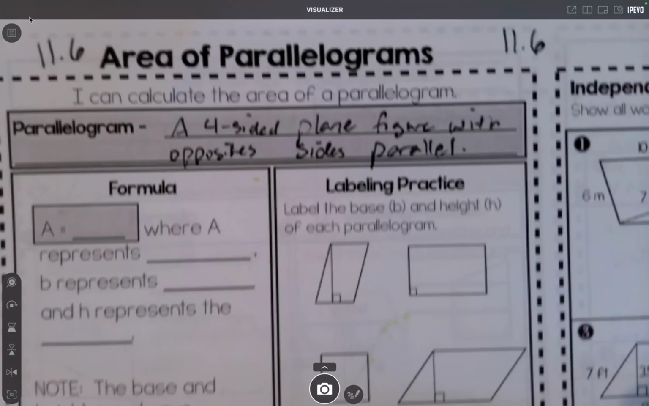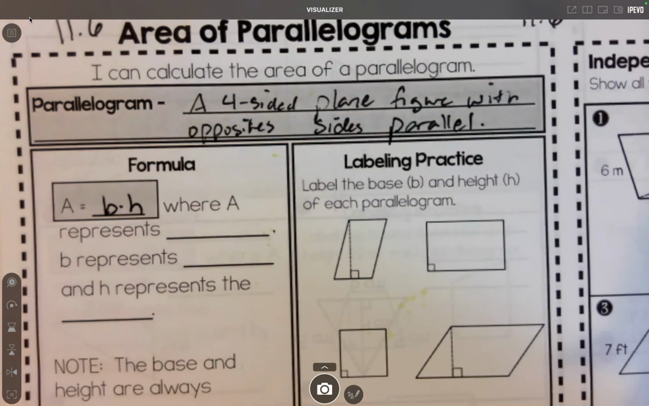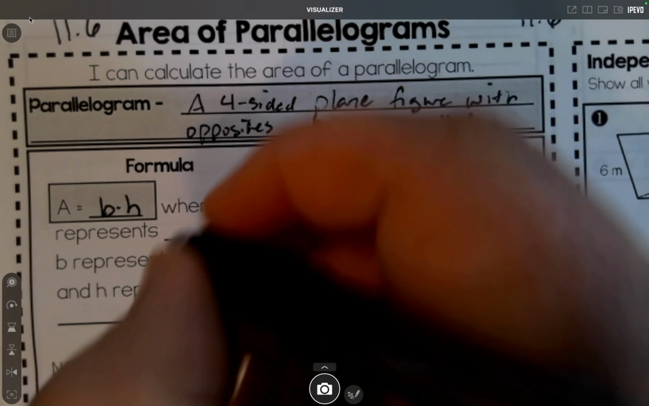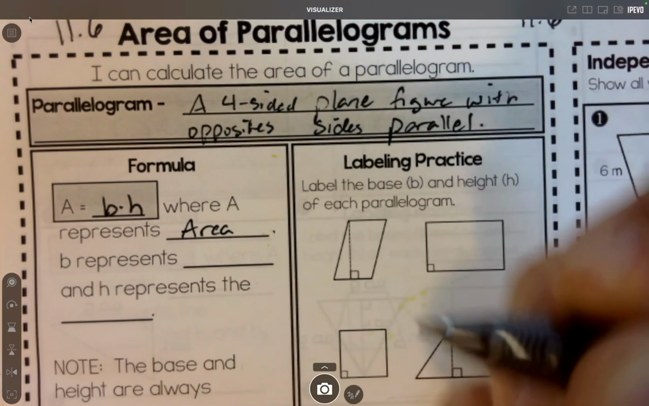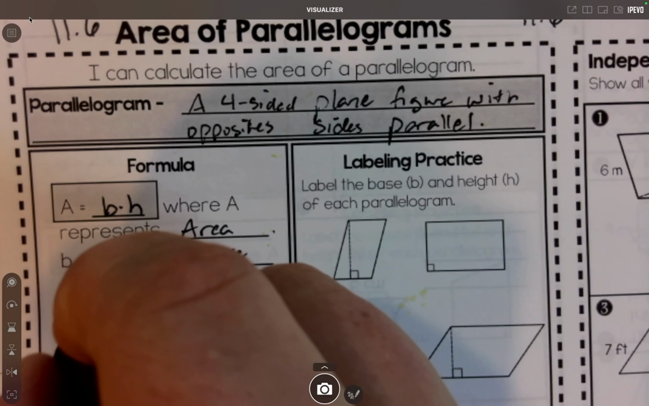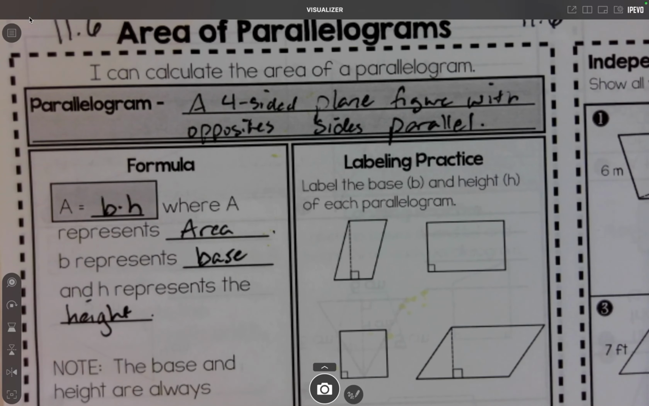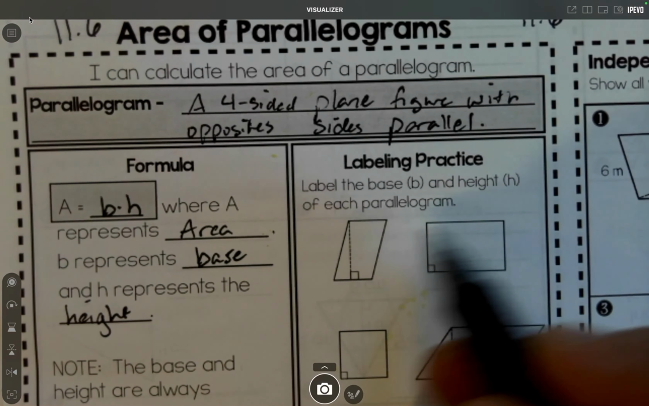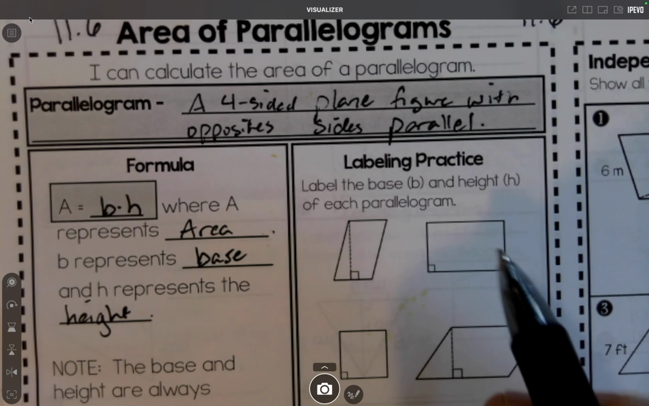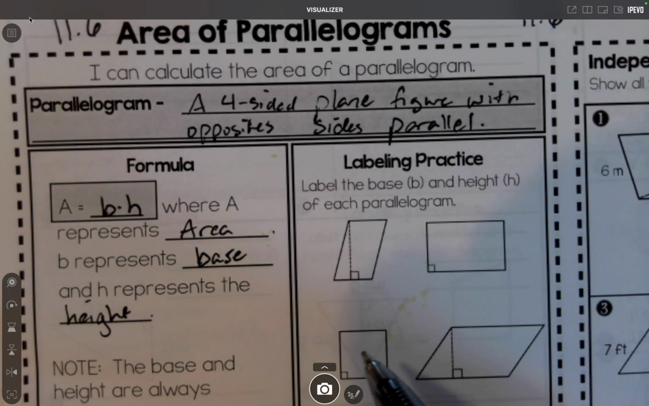The formula for the area of a parallelogram is area equals base times height. A represents the area, B represents the base, H represents the height. And with parallelograms, as you can see, they take very different shapes. Yes, this is also a rectangle, but a rectangle is a parallelogram. Yes, this is also a square, but a square is also a parallelogram.